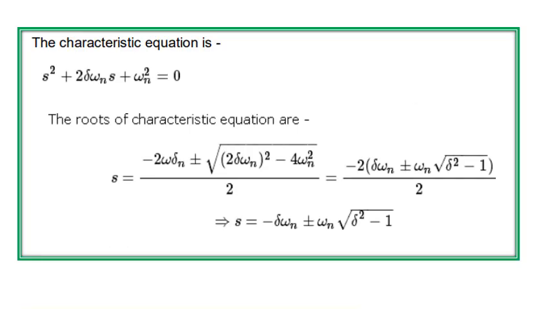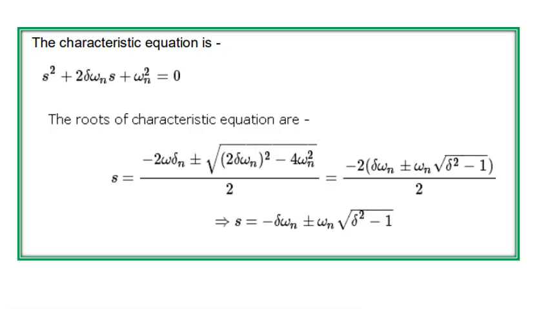In the transfer function, the denominator is called the characteristic equation. The denominator of the transfer function we have seen in the previous slide is s square plus 2 zeta omega n s plus omega n square equal to 0. Now I try to determine the roots of this equation using the mathematical formula. This is a second order equation, so I can use the expression minus b plus or minus square root of b square minus 4ac divided by 2a. The same formula is used here to find the roots of the characteristic equation.